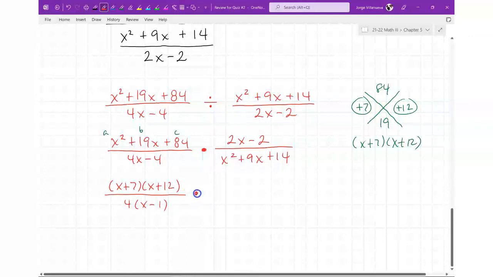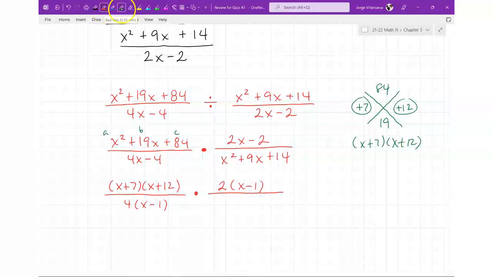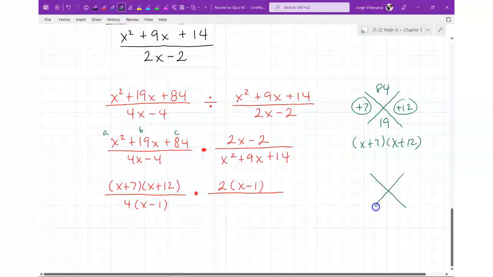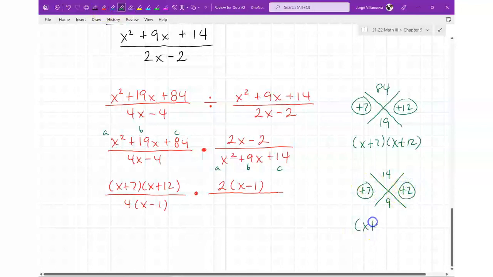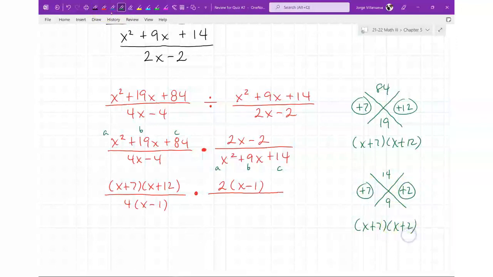The other fraction on the top right, what can I take out of it? A 2. That'll be 2 times x minus 1. And then I have that x squared plus 9x plus 14. Let me do that one right here on the side. This is my A, my B, and my C. So A times C is 14. On the bottom, I put a 9. What two numbers give me a 14 and a 9 when I add them? 7 and 2. So plus 7 plus 2. That's going to be x plus 7, x plus 2.